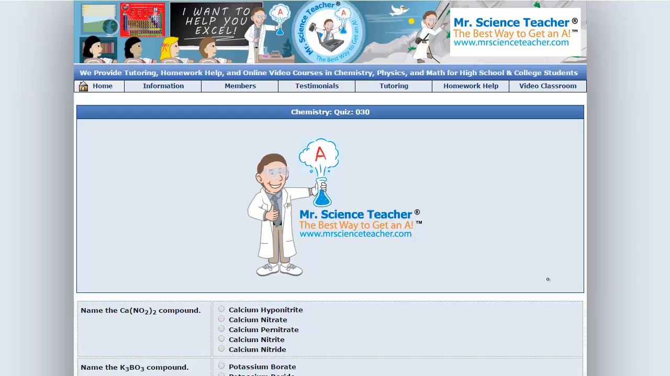Quiz 30. Name this compound. Ca is calcium, NO2 is nitrite. Calcium nitrite. Remember NO3, that is nitrate. So one less oxygen, NO2, that is nitrite. Our math equation: calcium forms +2 ions, nitrite forms -1 ions, so +2 -1 -1 equals 0. That is our math equation.